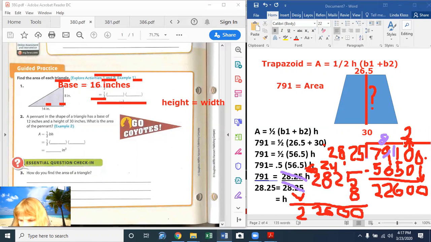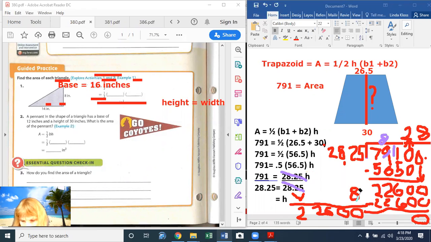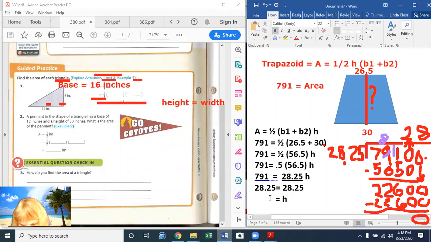So we are going to put an 8 up here. And 25 times 8 gives us 22,600. And if we subtract that, we end up with a 0. Okay. So let's get rid of some of this excess here. Just have the essentials. Okay. So we know now that 791 divided by 28.25 is 28.